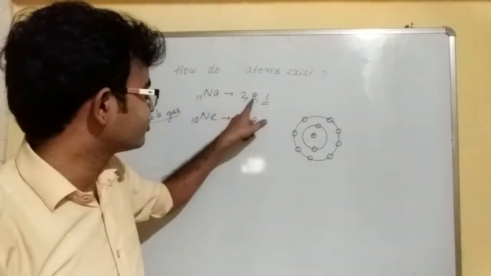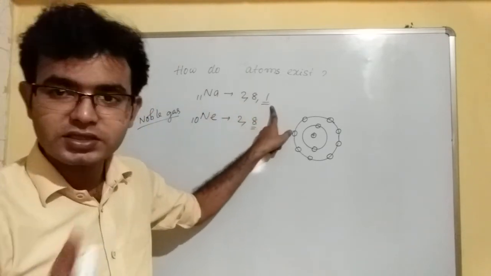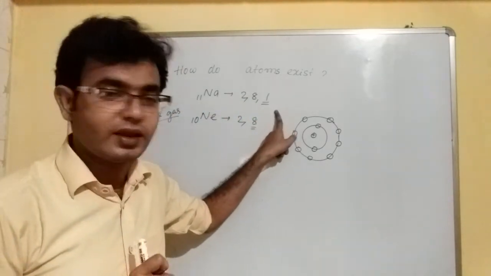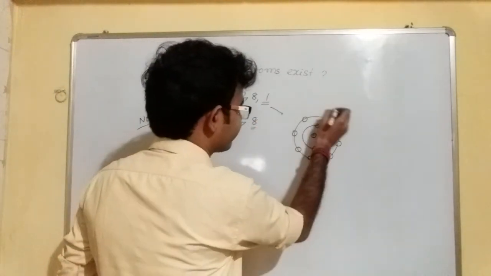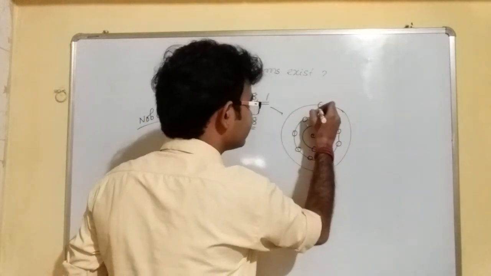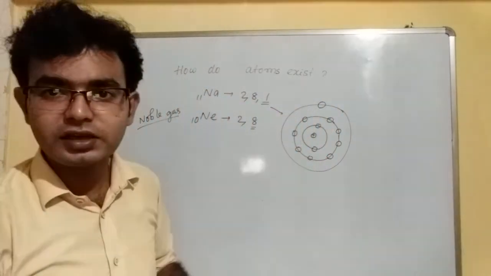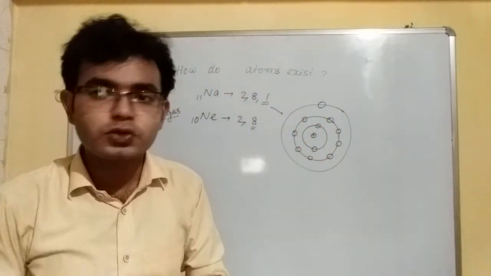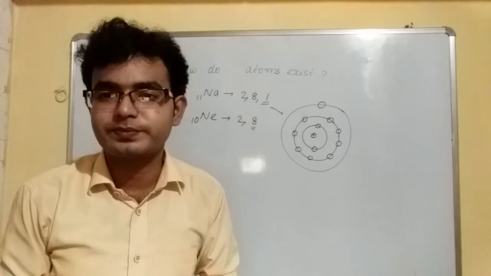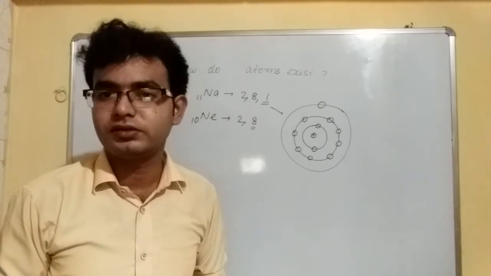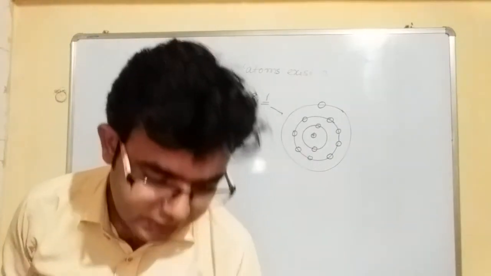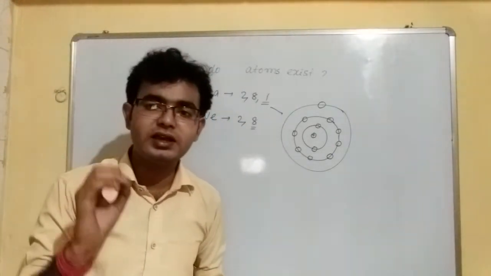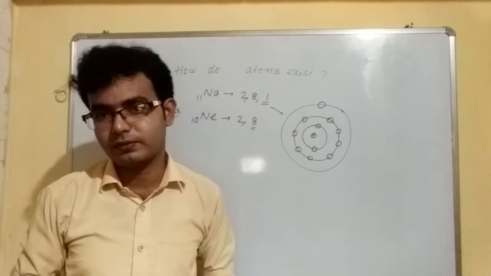So here it can be observed that in case of sodium, the last shell does not contain 8 electrons. It is not filled. In case of sodium, one more shell contains 1 electron. The last shell in case of sodium is not filled. So sodium is not a noble gas. Sodium is not stable. It has to react with other substances. That's why sodium cannot exist independently.